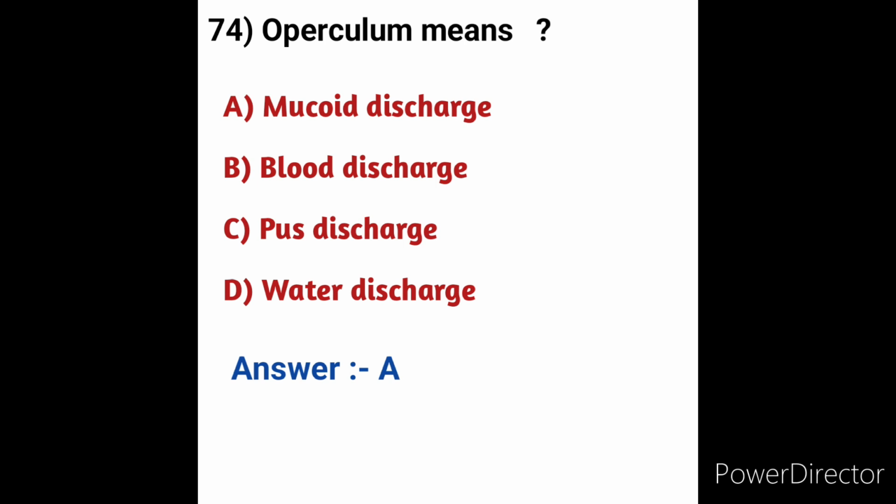Operculum means, options. Option A, mucoid discharge. Option B, blood discharge. Option C, pus discharge. And option D, water discharge. Operculum is a mucoid discharge.